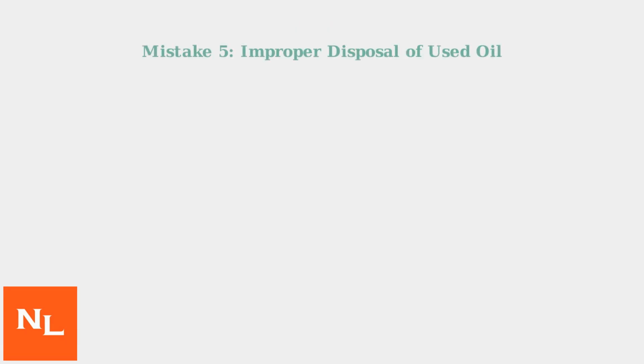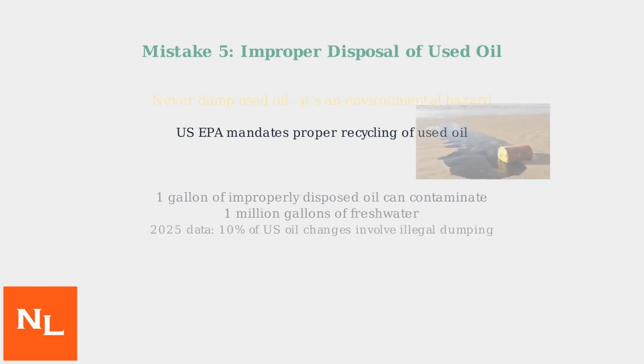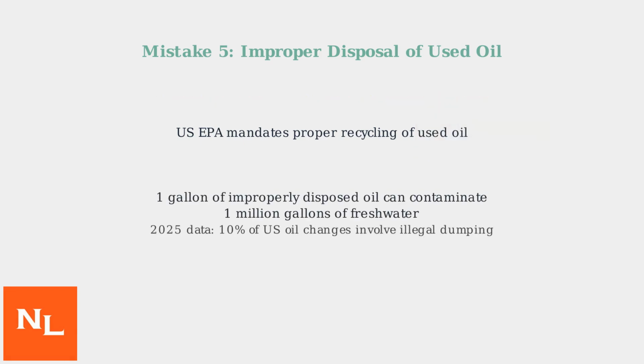Improper disposal of used oil is a serious environmental mistake that can cause lasting damage. Used motor oil contains toxic contaminants that shouldn't be dumped down drains or on the ground. The United States Environmental Protection Agency requires that all used oil be properly recycled to prevent pollution. Violators face heavy fines of up to $10,000 for improper disposal. Just 1 gallon of improperly disposed oil can contaminate 1 million gallons of fresh water.